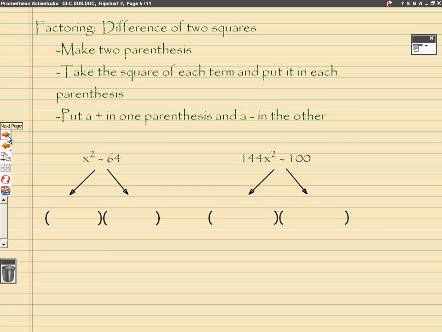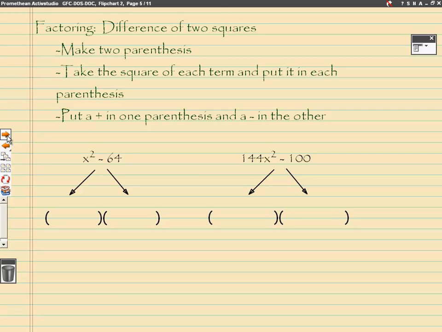Okay, difference of squares. This is going to have to be paused so that you can write this down. Basically, for difference of squares, you're going to do 2 parentheses, and you're going to take the square of each term and put it into the parentheses. Now, what's kind of nice is the squares are pretty easy normally, and your parentheses look very similar.